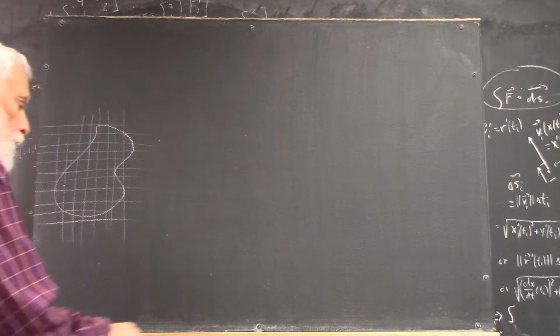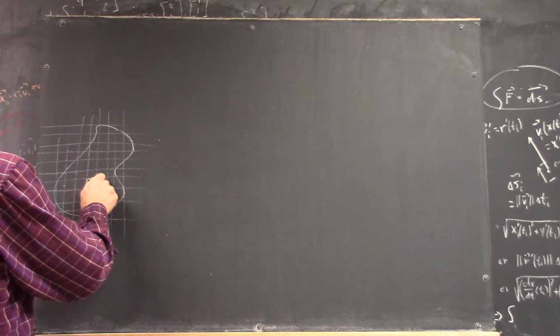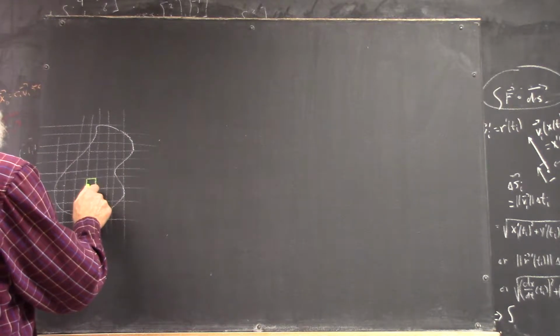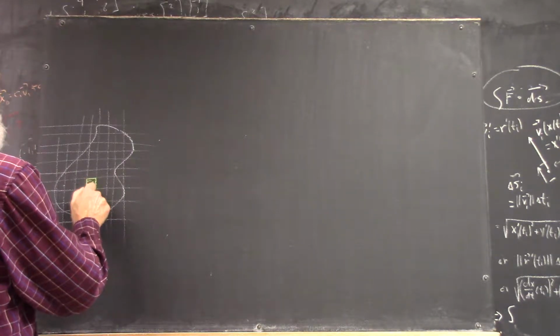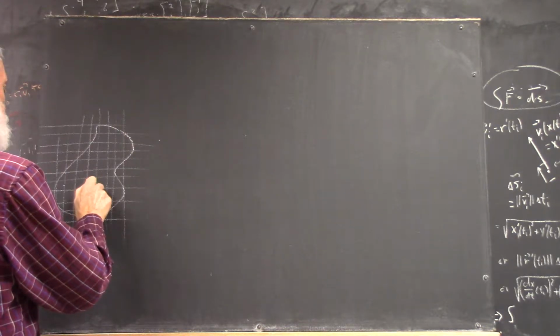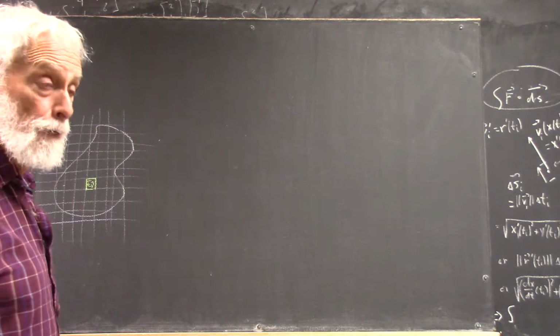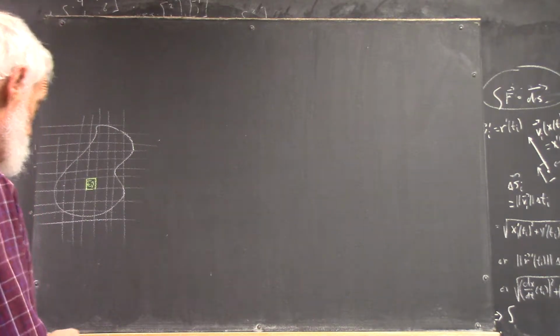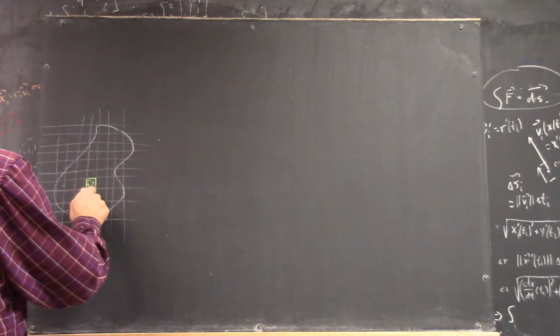So let's just look at one of these little rectangles here. Now we're integrating around this rectangle like this, right? I shouldn't have made them so small, but we're integrating counterclockwise around every rectangle. Okay? Well, let's just look at what happens to all the rectangles that border this one.